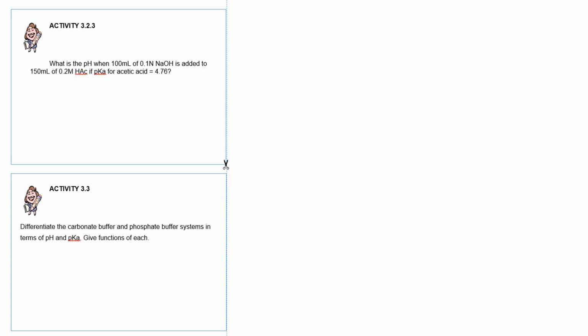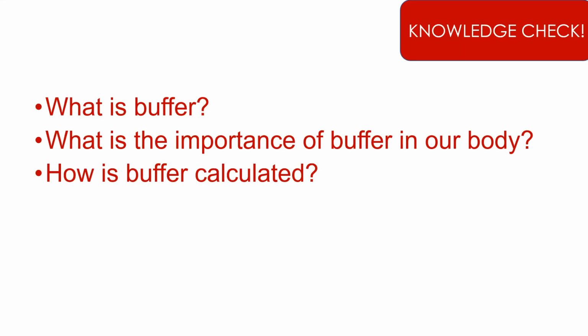So for your activity 3.3, you will just differentiate the carbonate buffer and phosphate buffer systems in terms of pH and pKa and give functions of each. So what have we learned from this unit? First, we talked about what a buffer is. Second, what is the importance of buffer in our body? And third is how is buffer calculated?